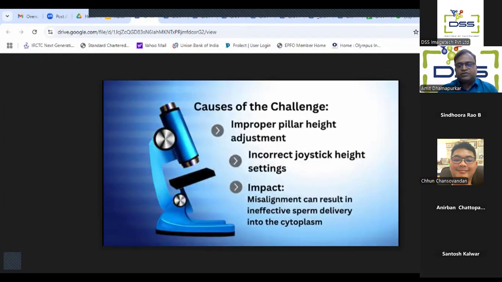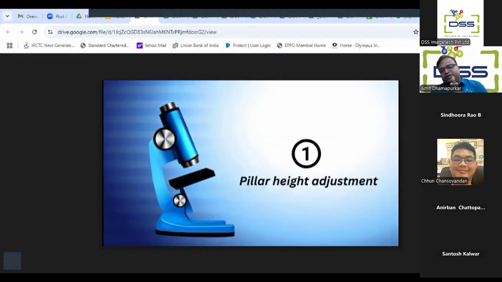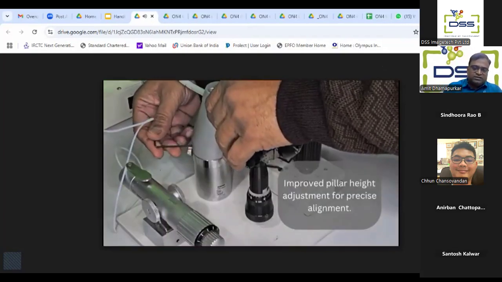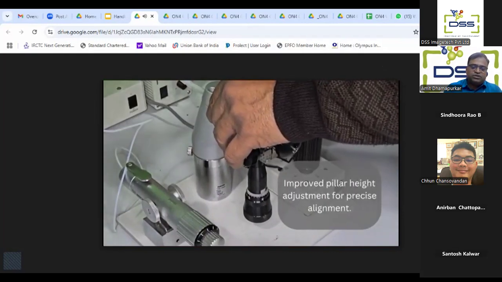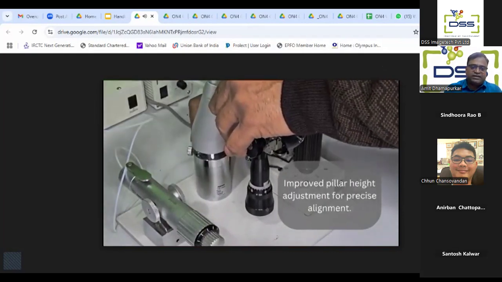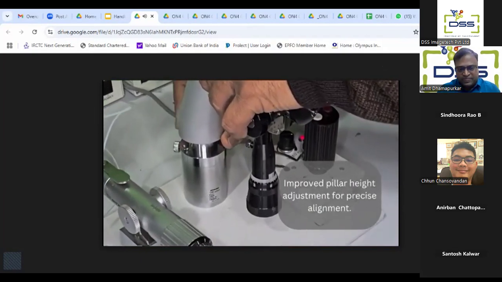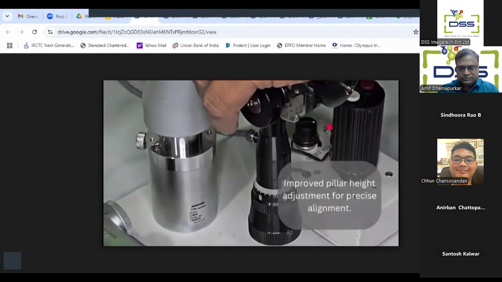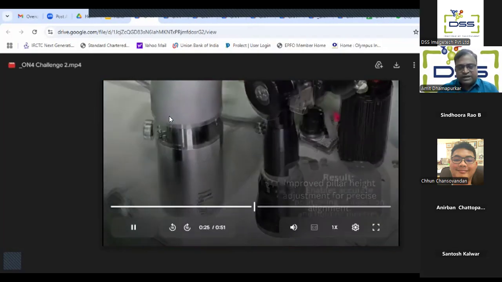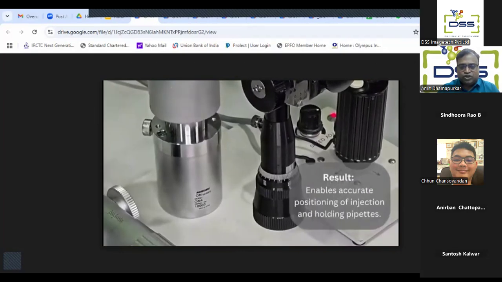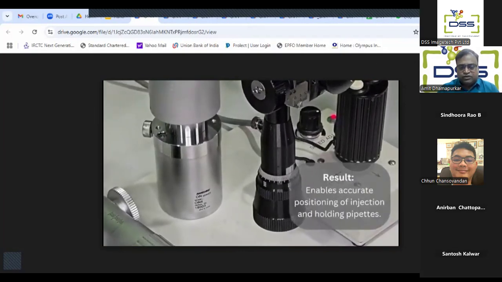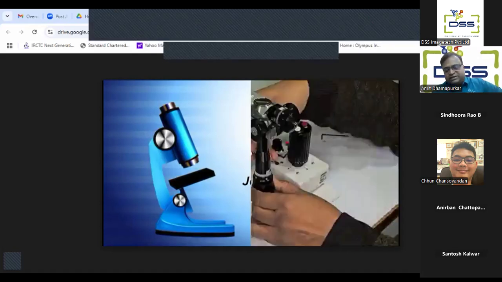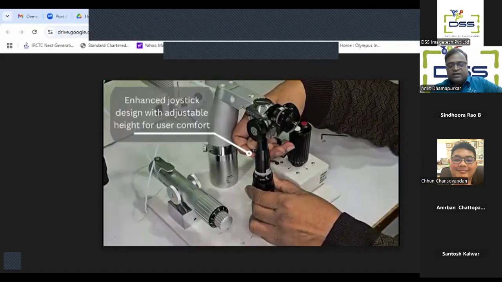So improper pillar adjustment and incorrect joystick height adjustment, these two things can be fixed. Just by using the Allen key, we can adjust the height of this pillar, as well as the height of the joystick. This is the ease of operation. In the next video we'll see the height adjustment of the joysticks.